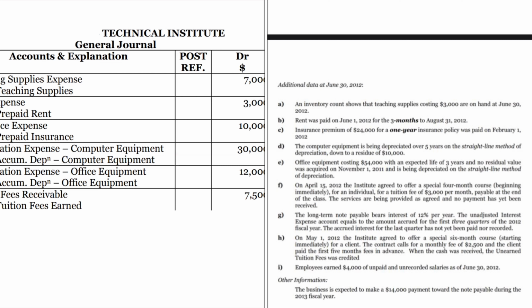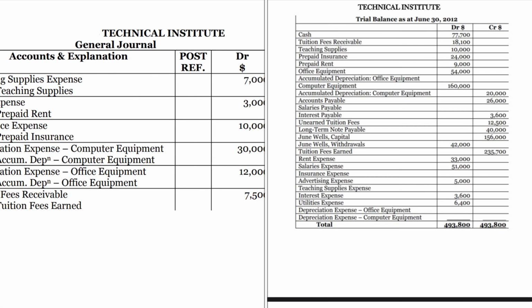The unadjusted interest expense account equals the amount accrued for the first 3 quarters of the 2012 fiscal year. The accrued interest for the last quarter has not yet been recorded. So let's look up at the interest expense account. It says 3,600. What do we know about this? We know that is for the first 3 quarters, and the last quarter has not yet been recorded. It has not yet been paid or recorded.